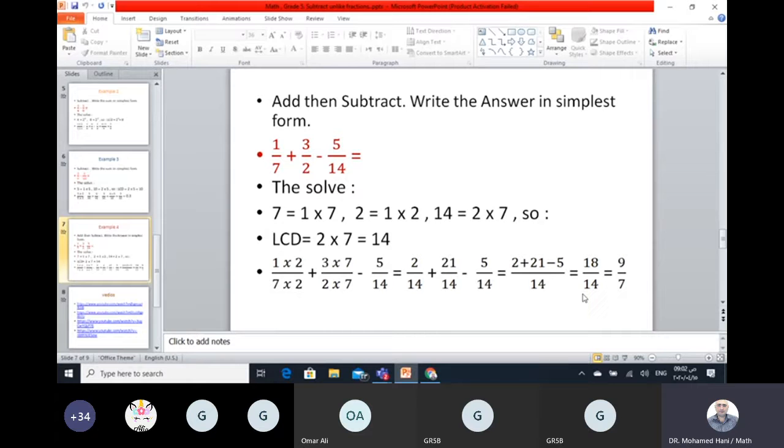18 over 14. This fraction is not the last answer because I can write it in simplest form. When you find the GCF between 18 and 14, the GCF will be 2. So divide by 2 up and divide by 2 down. Now 18 divided by 2 will be 9.